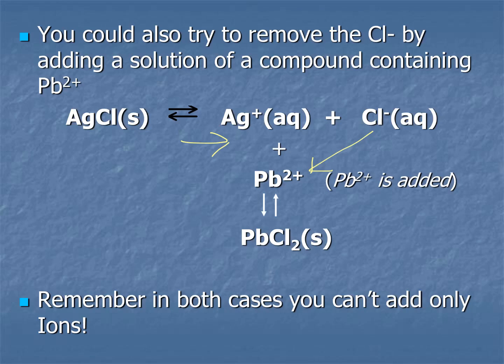Remember, in both cases, we can't just add lead ions. Nobody has just a solution of pure lead ions. You need to add something where that lead is attached to something else. So like a lead nitrate would be very good. So lead 2 nitrate in this case because it has a 2 charge.